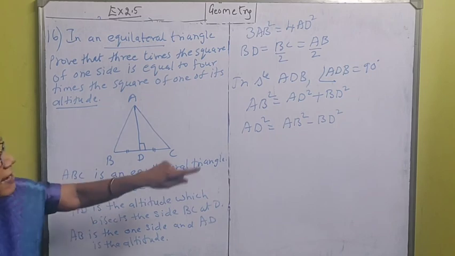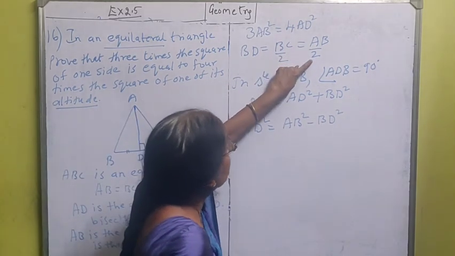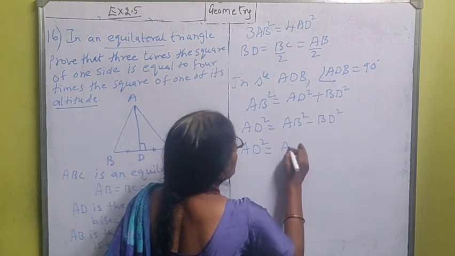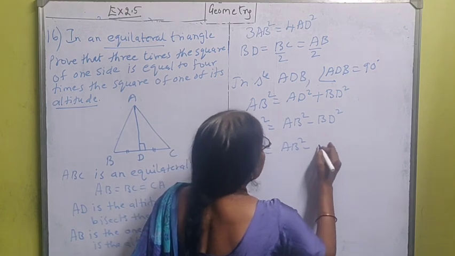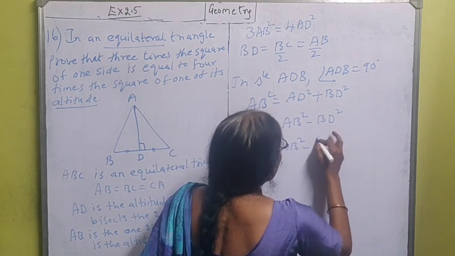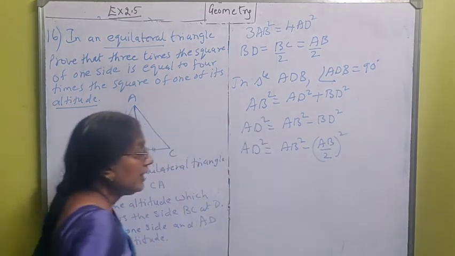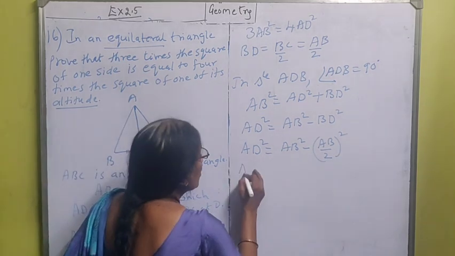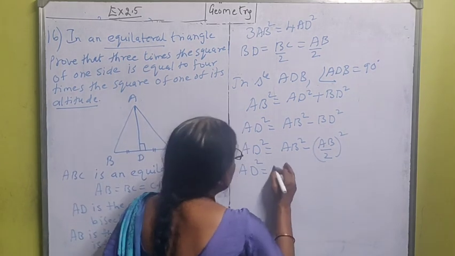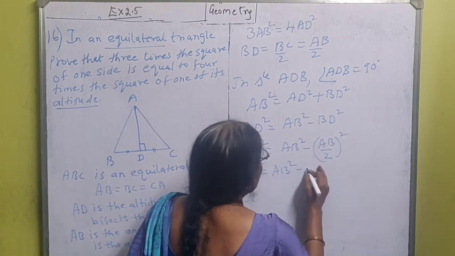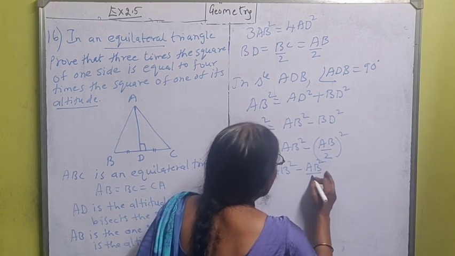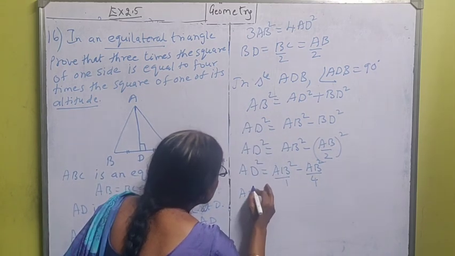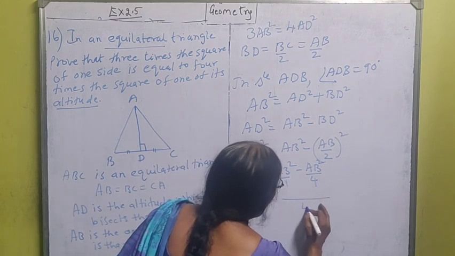What is the BD value we have written? BD is equal to AB by 2. So I am going to substitute this value. So AD square is equal to AB square minus AB by 2 the whole square. AB by 2 the whole square means AB I have to square and 2 I have to square. So I got AD square is equal to AB square minus AB square by 4. Nothing is there means 1. So what is the LCM over here? 4 is LCM.